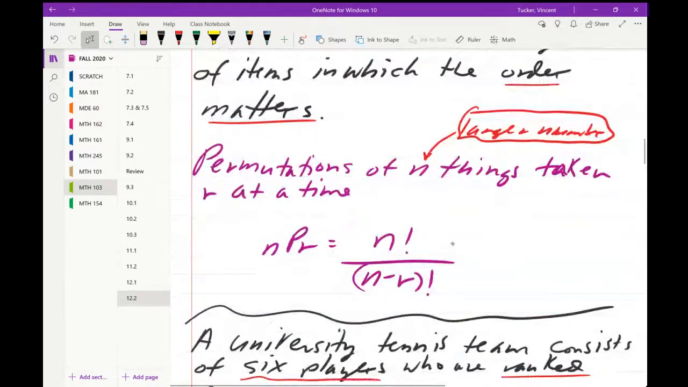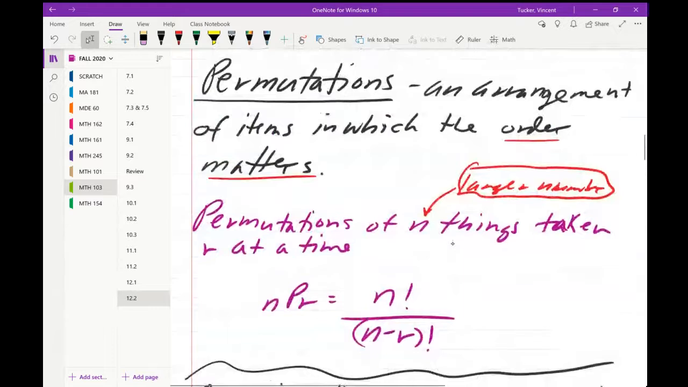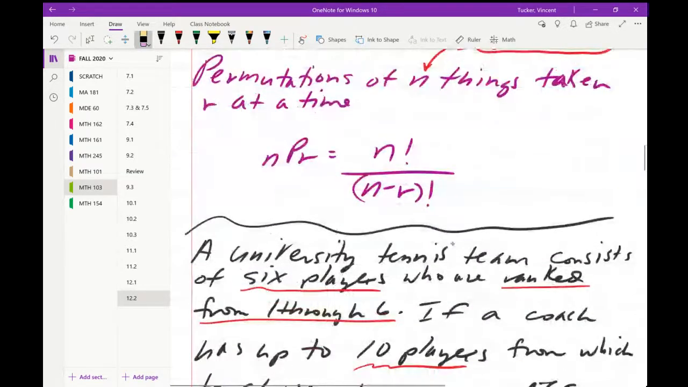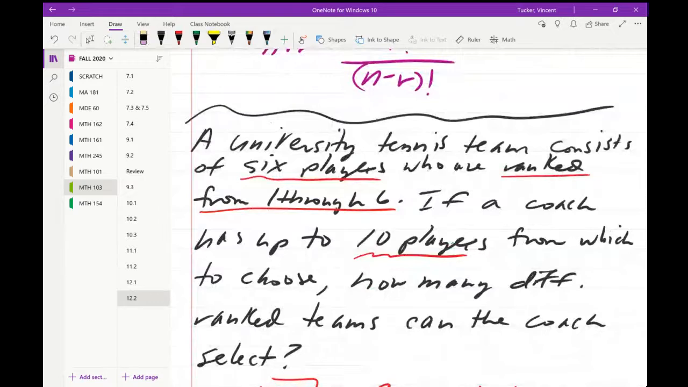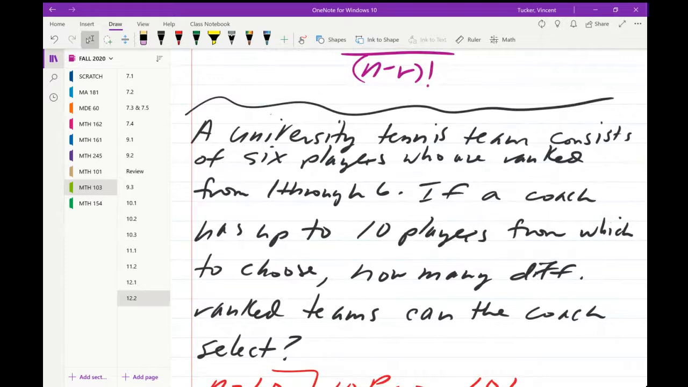All right, let's look at the first one. Now remember with permutation, the order matters. A university tennis team consists of 6 players who are ranked from 1 through 6. If a coach has up to 10 players from which to choose, how many different ranked teams can the coach select?